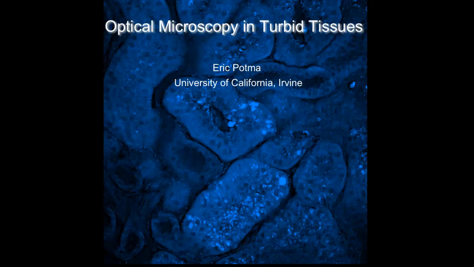Okay, so I'm going to talk about optical microscopy in turbid tissues, basically tissue imaging with microscopic methods and with an emphasis on nonlinear optical microscopy. This actually is a nice image of kidney tissue, and it's taken with coherent anti-Stokes Raman scattering. This is the kind of the idea of what we want.